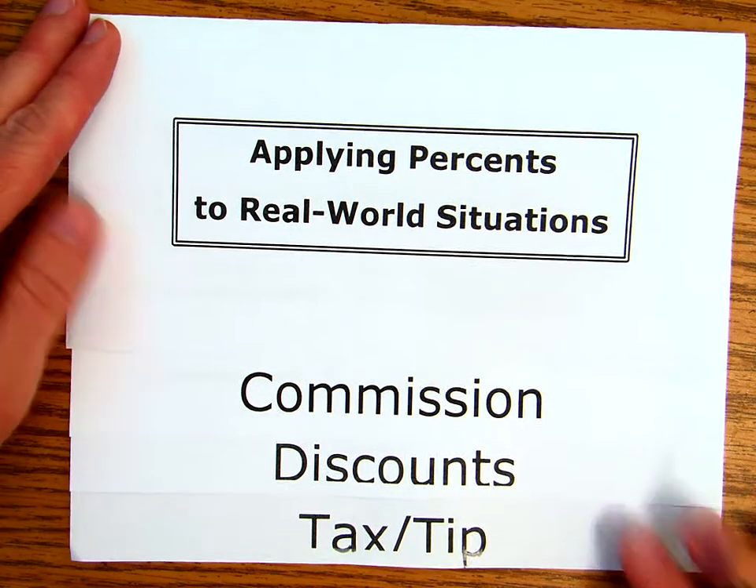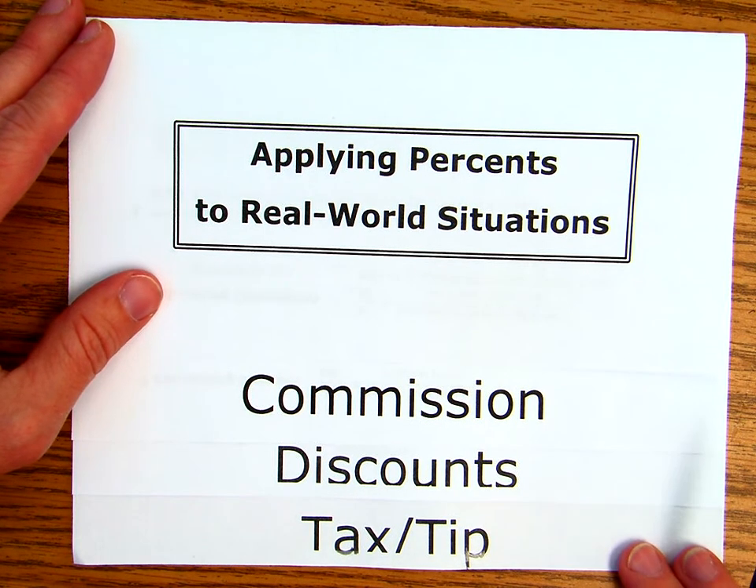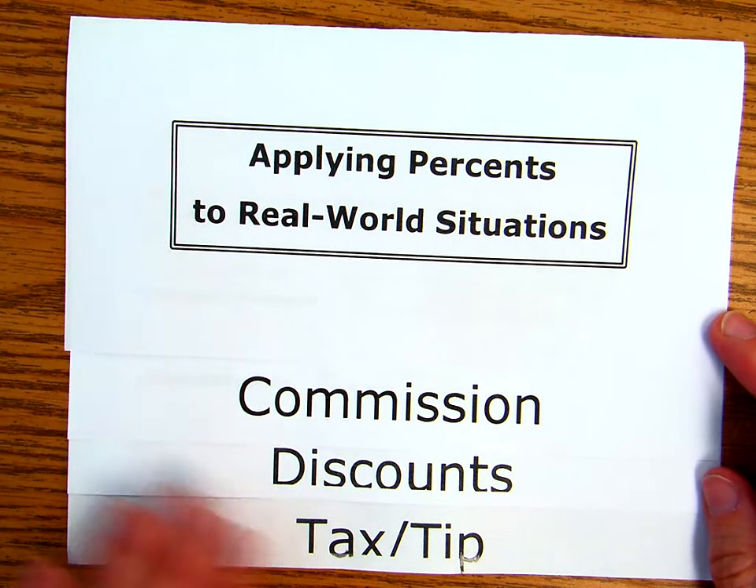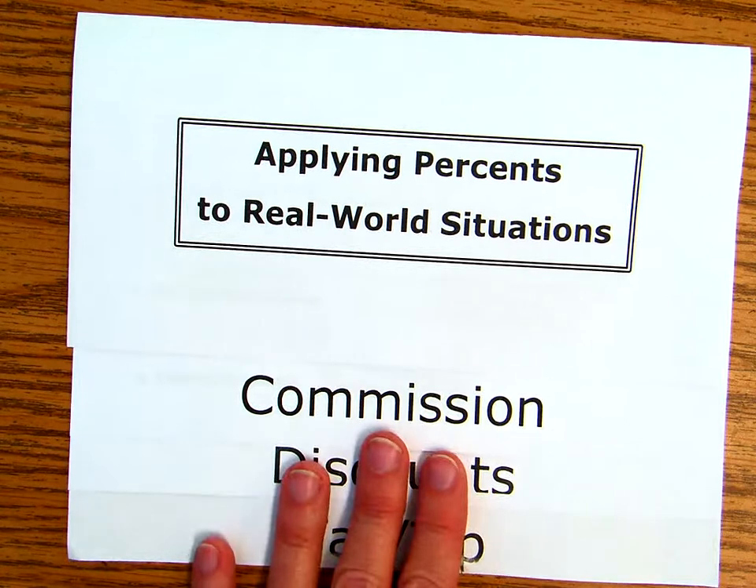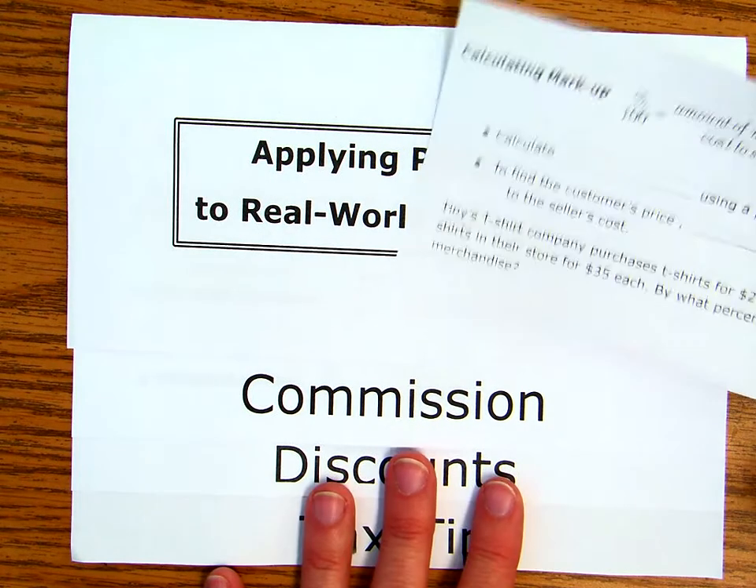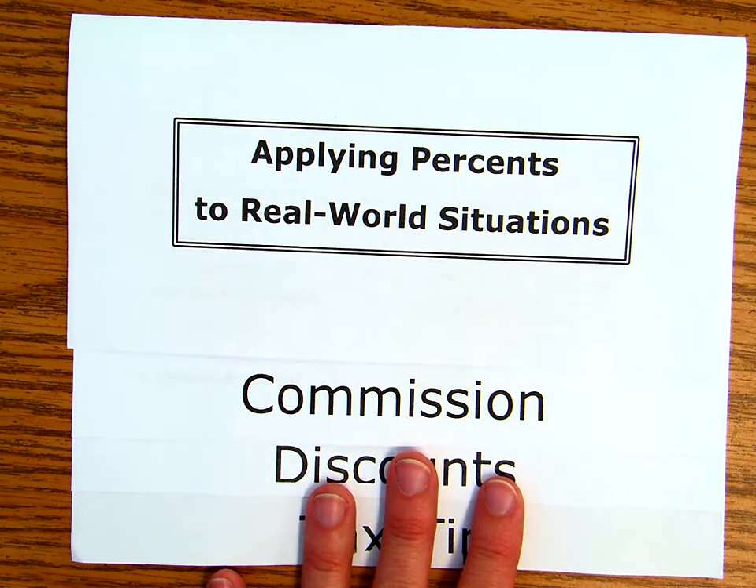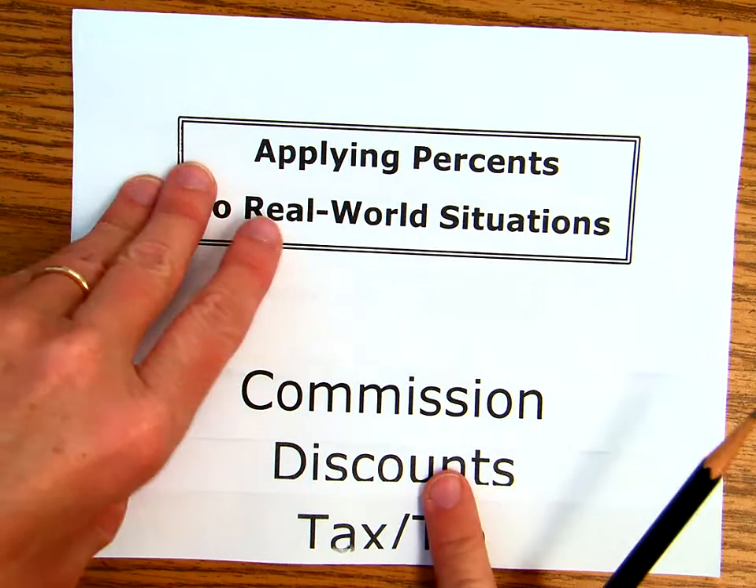This video is for the discounts and tax and tip section of the Applying Percents to Real World Situations foldable. So in a separate video, you're going to be filling in the notes for commission and also for calculating markup, which is on a separate piece of paper. But for this one, we're going to flip to the discounts section.